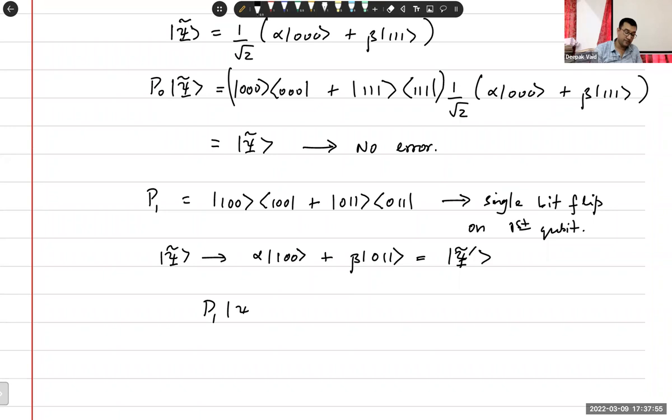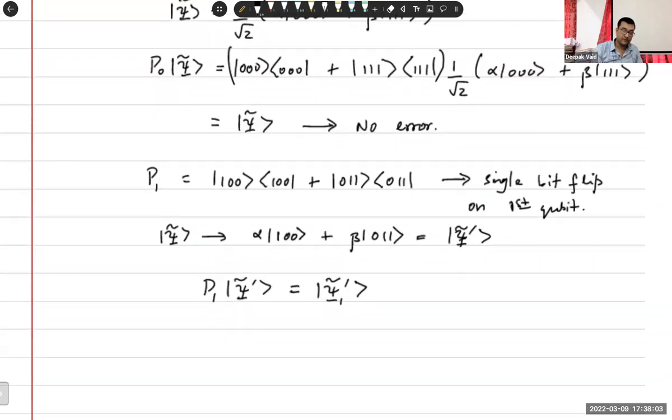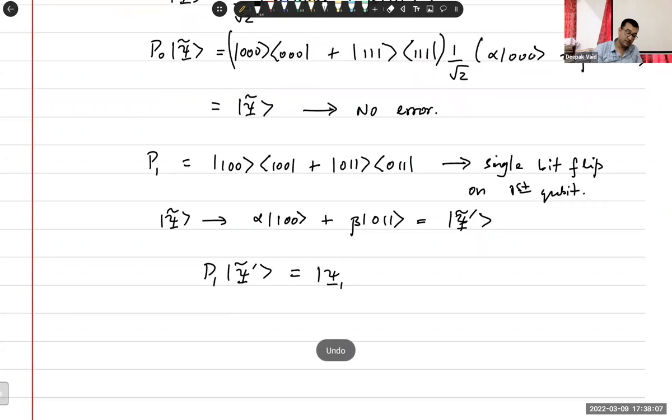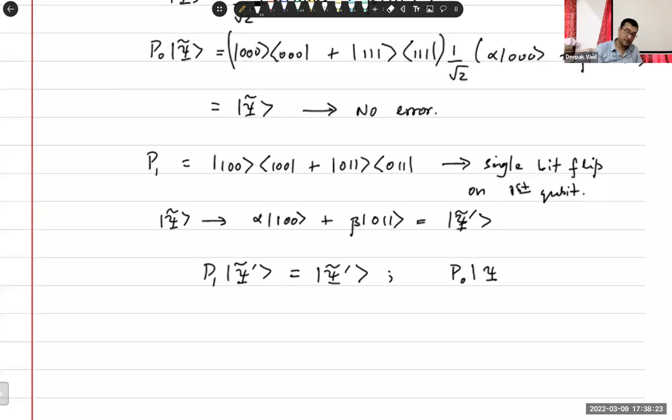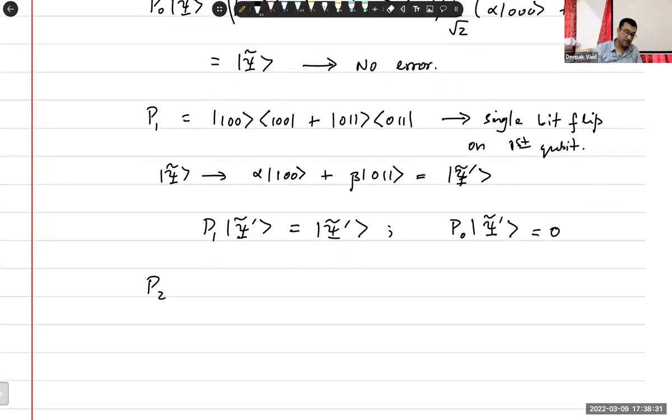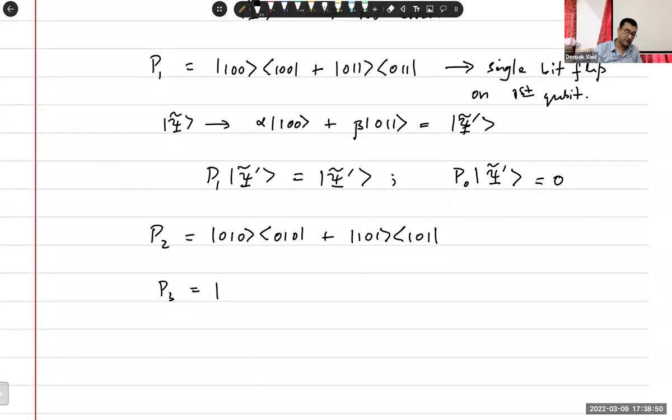If your state happens to be psi tilde prime, and you act on it with P1, you will get psi tilde prime. Okay, sorry, there's no one over there. Right? And what happens if you take your projector P naught and you act on the state psi tilde prime? What will you get? Zero. Right? So similarly, we can define projectors for a single bit flip on qubit 2. Then we can define a projector for a single bit flip on qubit 3.